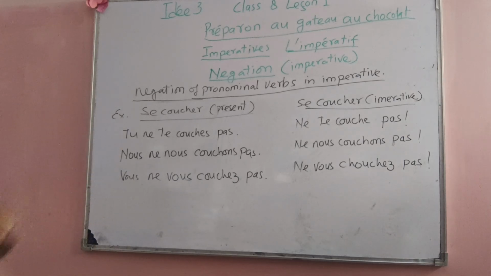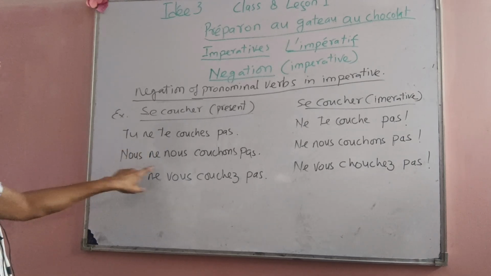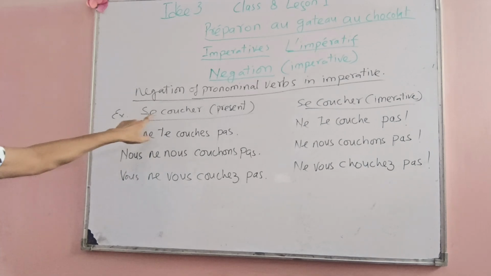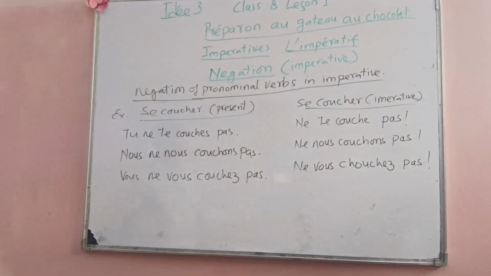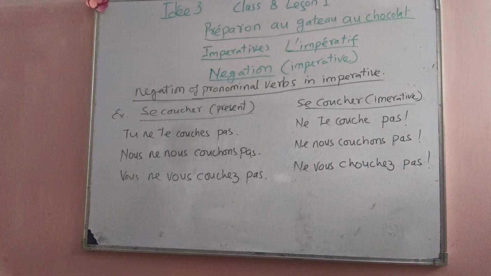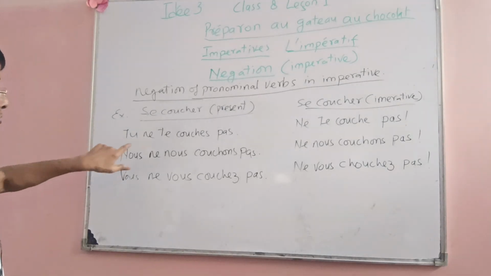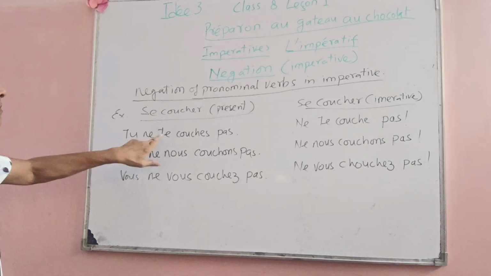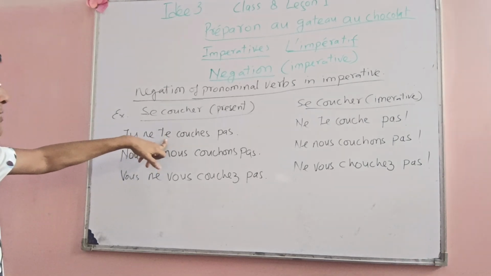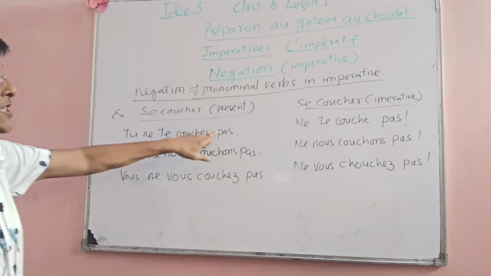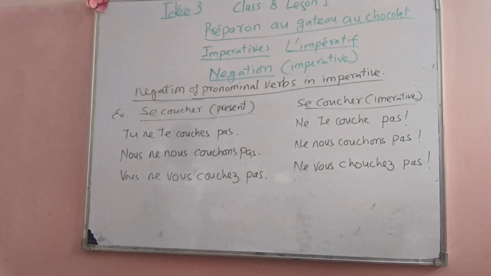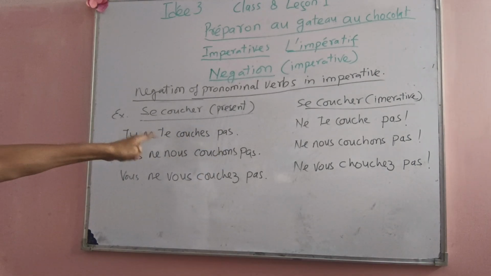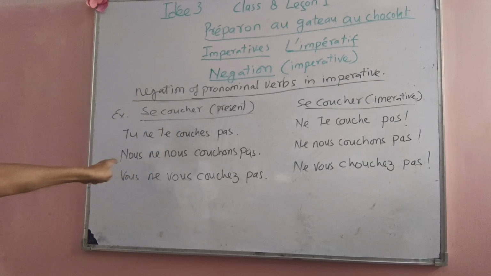This is for the pronominal verb: te, nous, vous. For negation, you always write ne plus subject pronoun plus verb plus pas. Tu ne te couches pas, you do not go to bed. Nous ne nous couchons pas, we do not go to bed. Vous ne vous couchez pas, you do not go to bed.